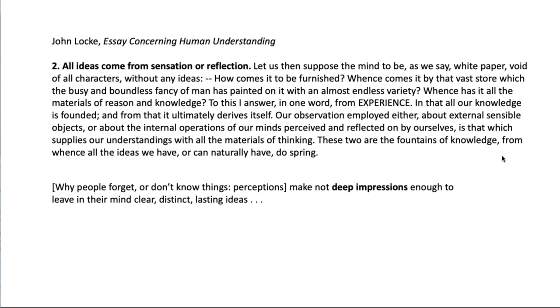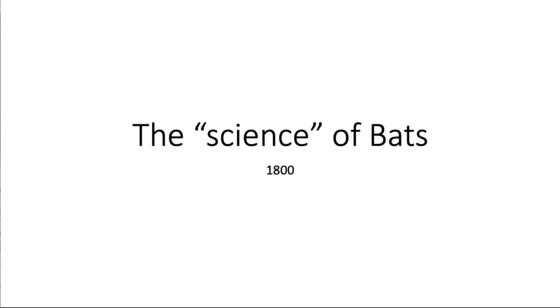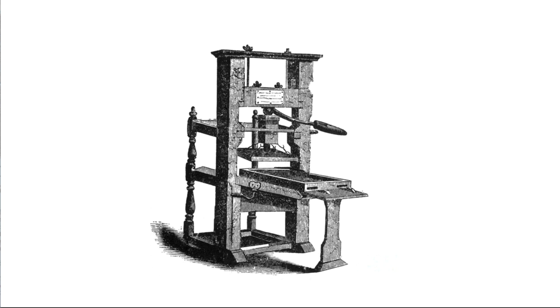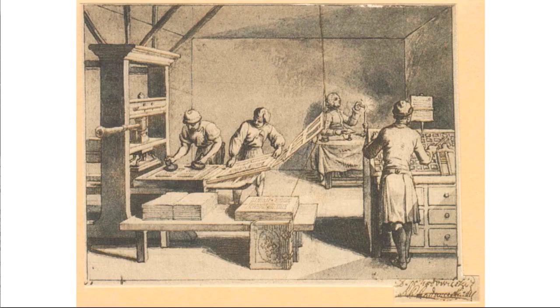So now with these models of how sensation works, let's take a look at the science about bats in the 1800s. So think about that impression, that notion of sensations making an impression on your mind. It kind of goes with Locke's notion of white paper insofar as with the early printing presses, type was pressed onto paper to print it with characters and letters and words.